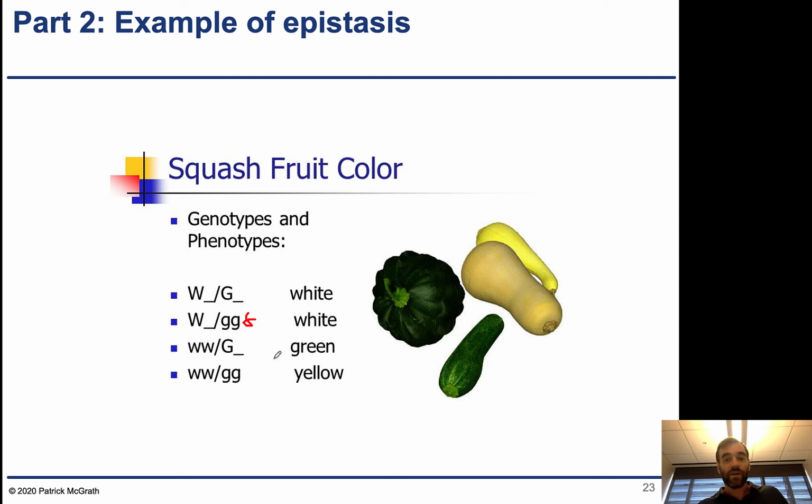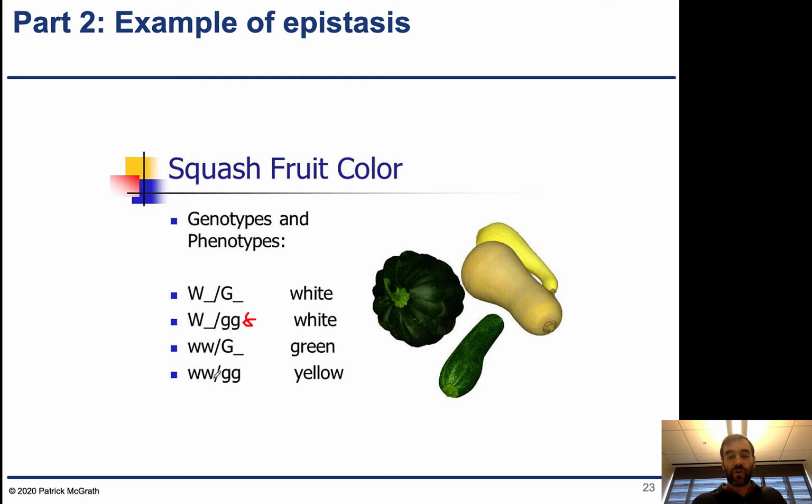If you have one dominant allele of the big G, you're homozygous recessive, then you're green, and then if you're homozygous recessive for both, then you're yellow. So again, we've masked one of the expected traits, and we only see 3 different colors instead of the expected 4. So this again is an example of epistasis, but what you should note is that the ratios are going to be a little bit different.